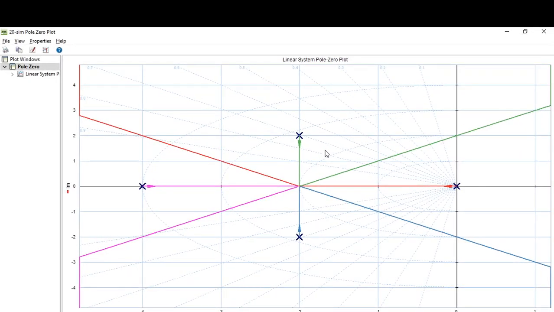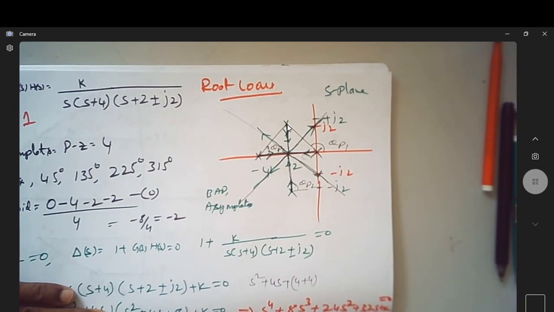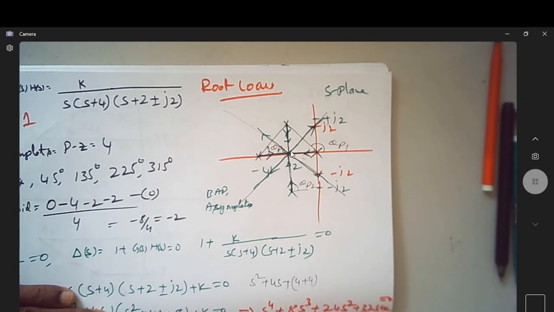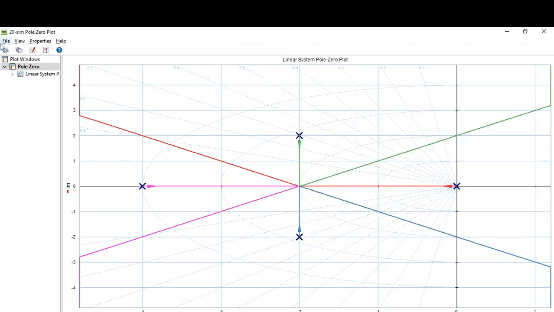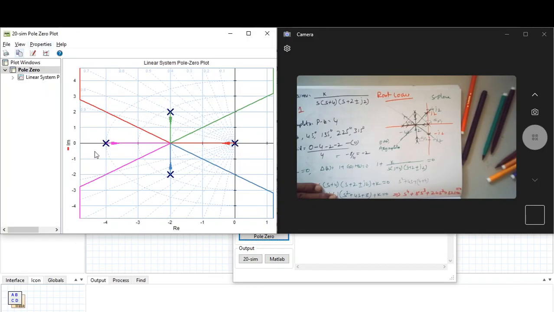Oh, this is what you have. See now, this is what we expected. Can you see? This is what is expected. The pole is coming down here, this is going up here. This is going on the left side, sorry, right, and this is going to the left. They are breaking at -2, and they are ultimately going, which you can see exactly the same way as expected.